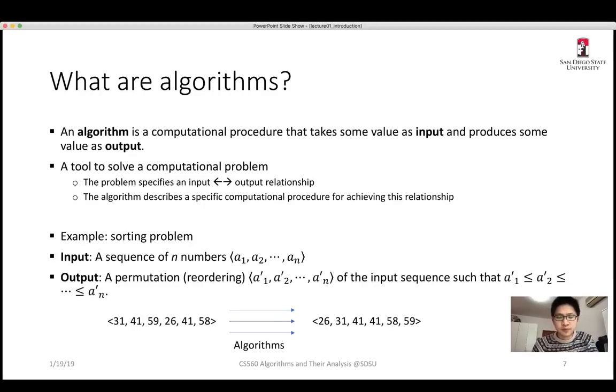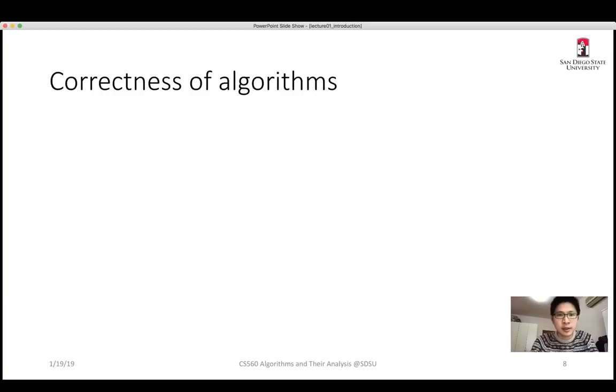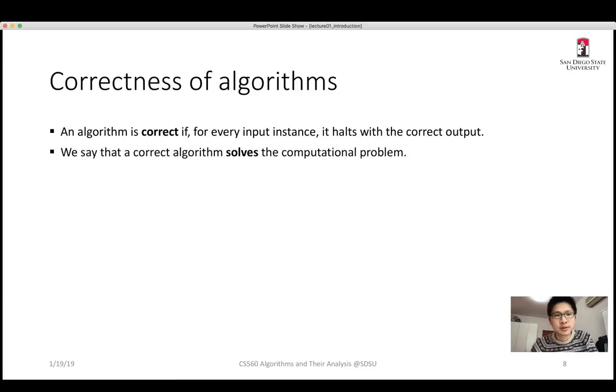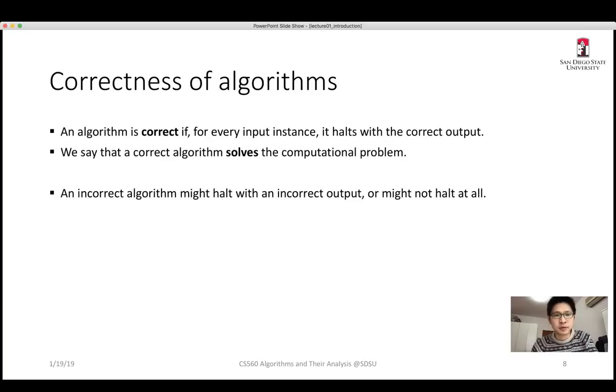So given an algorithm, we want to analyze its function and its performance. But when we analyze an algorithm, one of the most important aspects is whether it's correct or not. We say that an algorithm is correct if for every input instance, it will eventually halt with the correct output. In this case, we say that a correct algorithm solves the original computational problem. And not all algorithms are correct. An incorrect algorithm might halt with an incorrect output, or it may not halt at all.